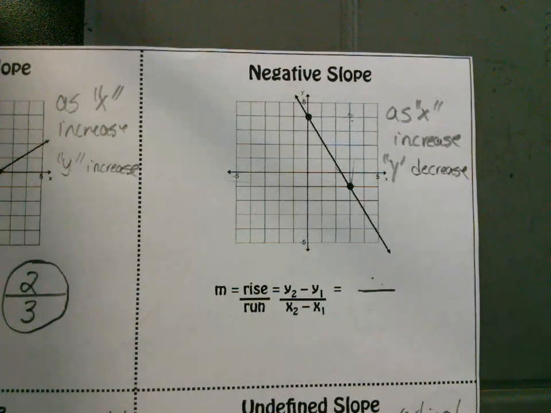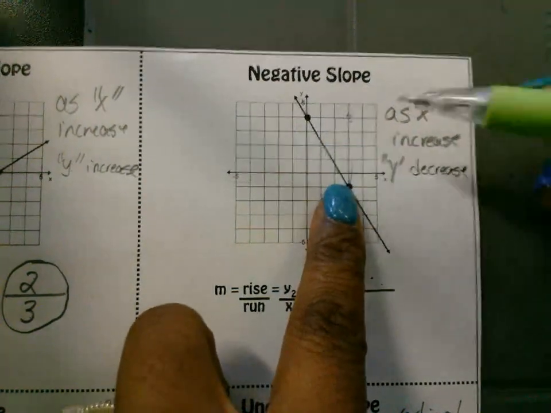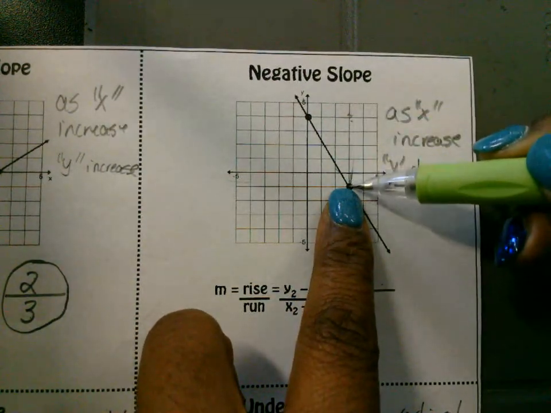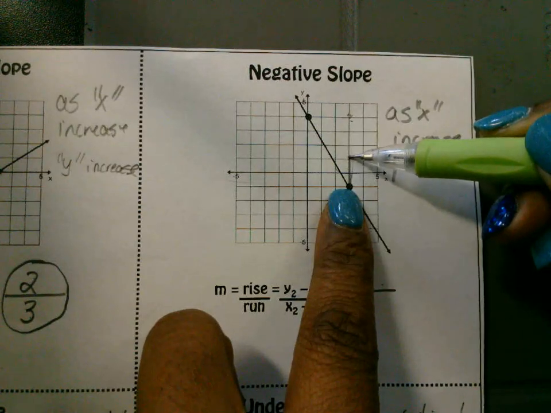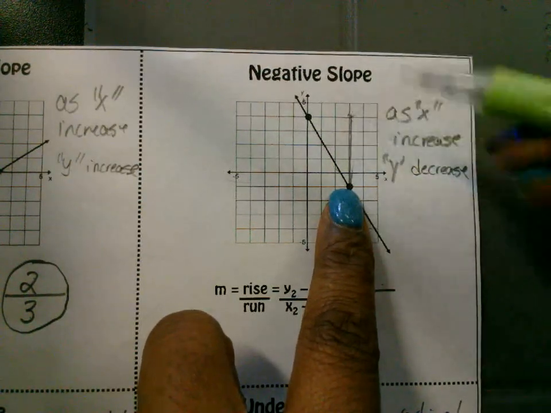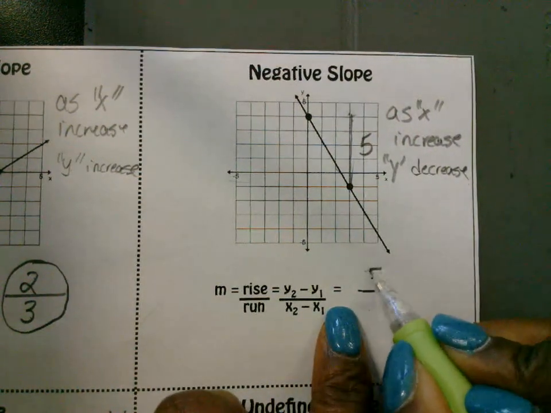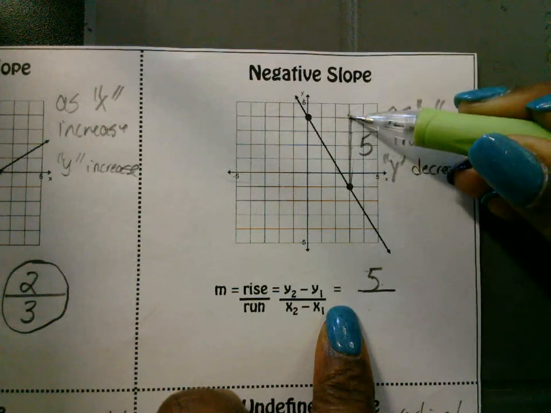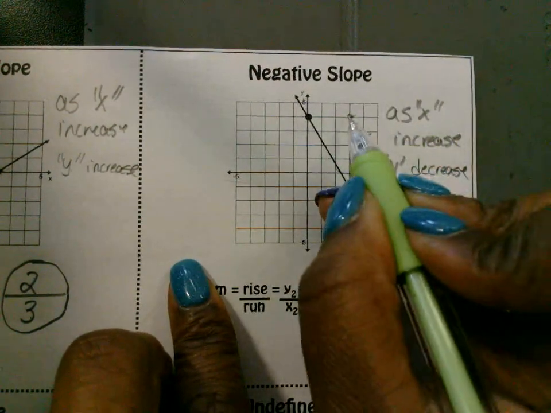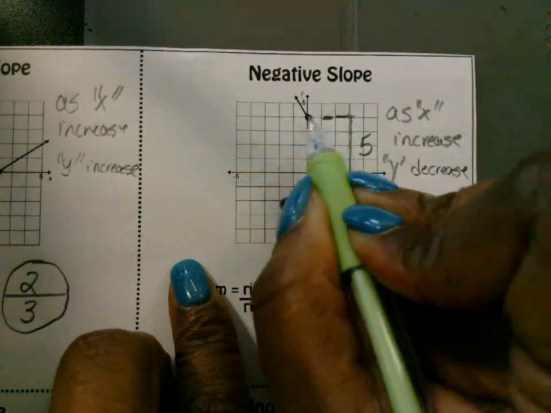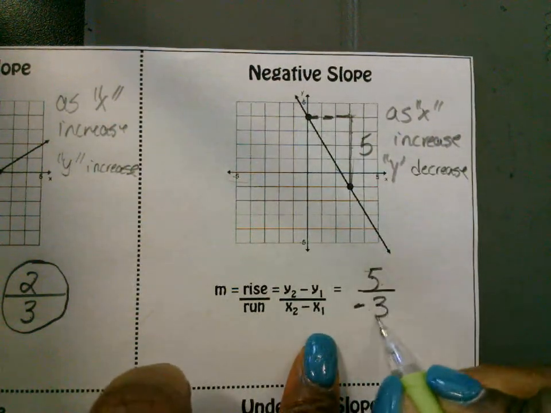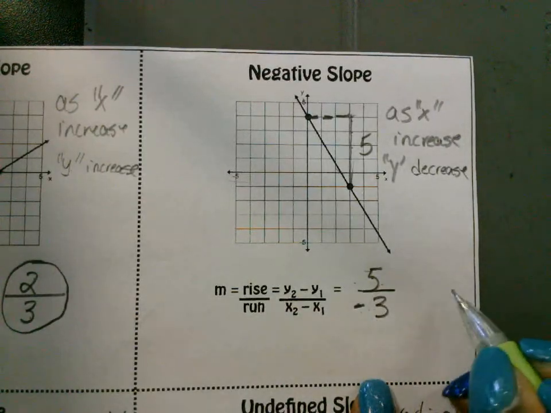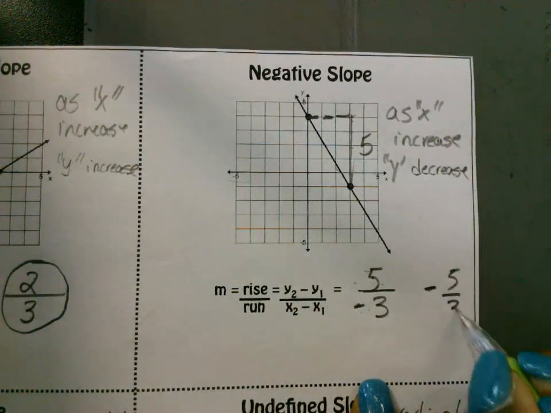All right, let's do this one together. All right, Bryson, look. I'm going from here all the way up to here using the grid lines. I go up 1, 2, 3, 4, 5. Positive 5. Then I'm going to the left. That's negative. 1, 2, 3. Negative 3. So my positive divided by negative is going to make this whole answer a negative 5/3.